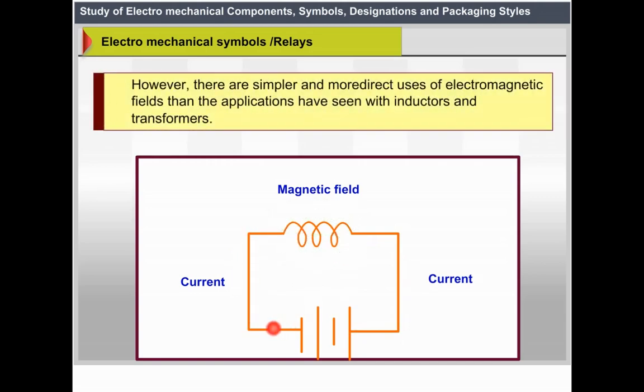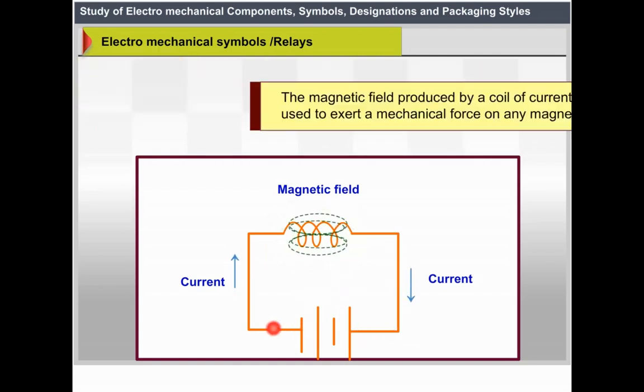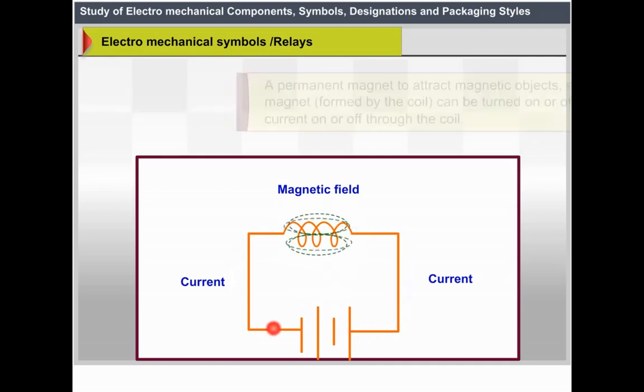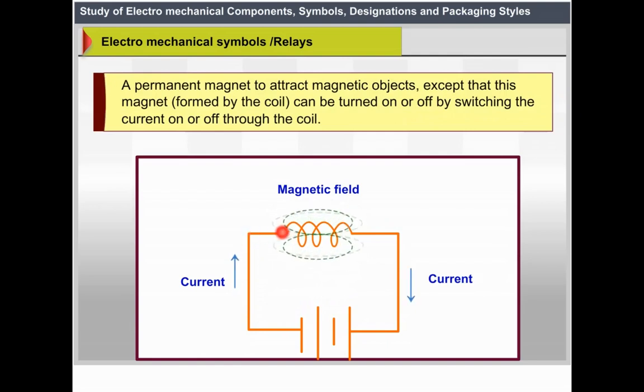However, there are simpler and more direct uses of the electromagnetic field than the applications we have seen with inductors and transformers. The magnetic field produced by a coil of current-carrying wire can be used to exert a mechanical force on any magnetic object. A permanent magnet is used to attract magnetic objects, except that a magnet formed by a coil can be turned on or off by switching the current on or off through the coil.